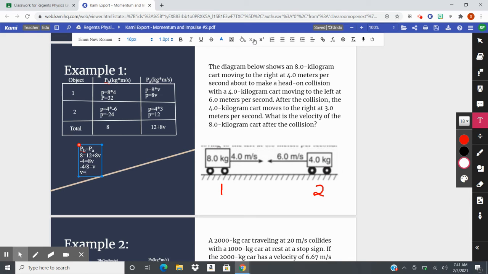v is equal to negative 0.5 meters per second. And that is your answer. So what is this saying? This is saying that object 1 after the collision is moving 0.5 meters per second to the left. Anything positive goes to the right, anything negative goes to the left.